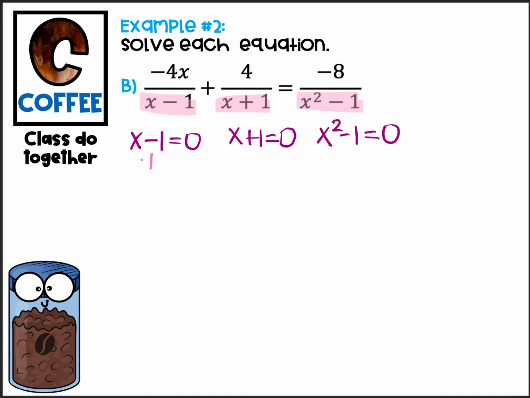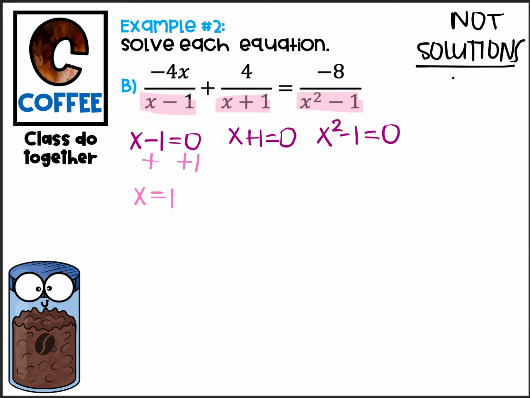It looks like after I add 1 on both sides, on my first denominator, my not solution would be 1. Let me start making a list. Not solutions. X cannot be 1. On the second one, after I subtract 1 on both sides, I have that x is equal to negative 1. So my second not solution would be negative 1.